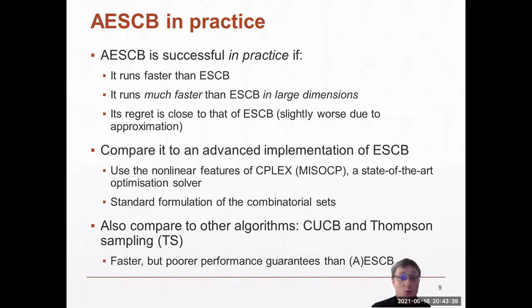We compare to a really state-of-the-art implementation of ESCB based on the state-of-the-art optimization solver Cplex, because it provides some nonlinear features that are sufficient to implement ESCB exactly. This solver usually runs very fast in practice, although it doesn't have good performance guarantees. We also compare AESCB to other algorithms, which are CUCB and Thompson sampling. These algorithms run much faster, but they have very poor performance guarantees.